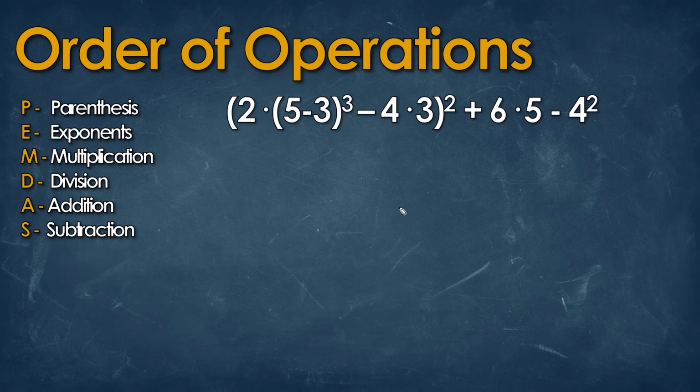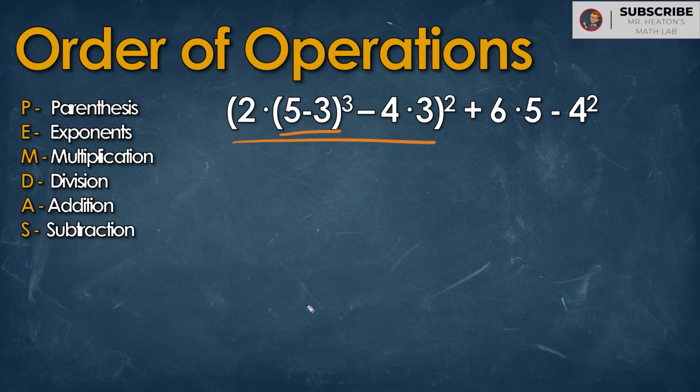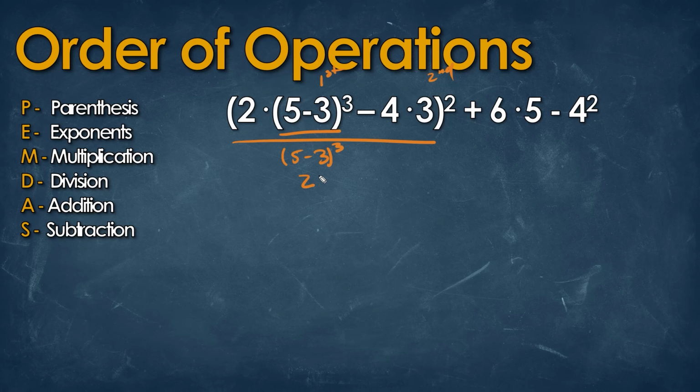Moving on to the next question, we see that we have parentheses inside of parentheses. So when that happens, we actually take a look at the inside parentheses first, and then the larger parentheses we'll take a look at second. So we have 5 minus 3 cubed, which is going to give us 5 minus 3 will be 2. We have that cubed, and then it looks like we have 2 times that minus 4 times 3. That's in parentheses now, squared.